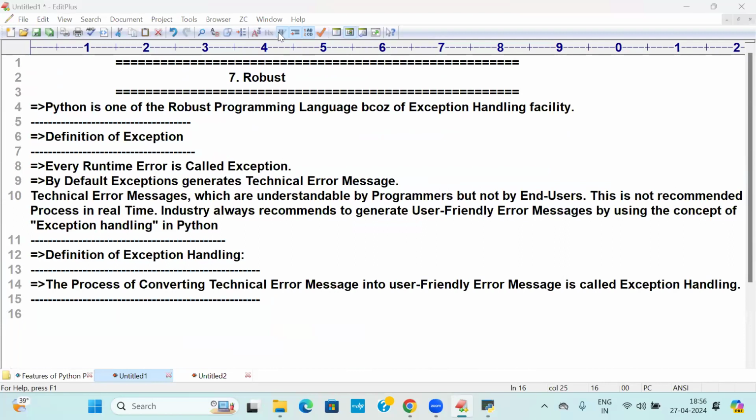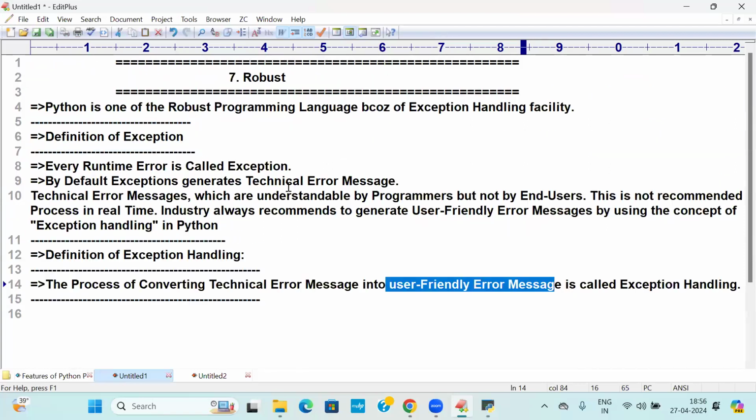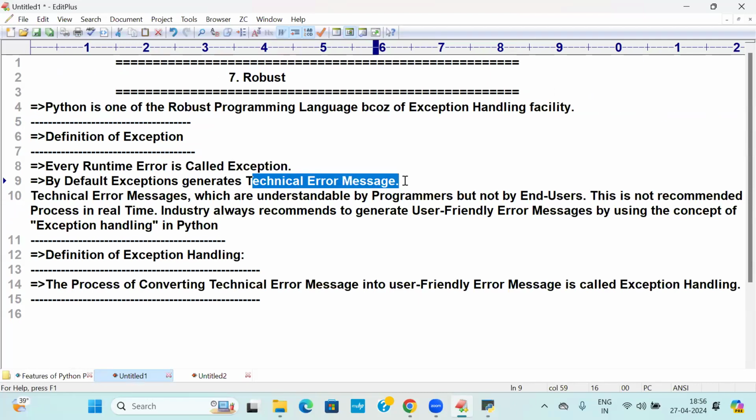Finally, my conclusion is, how do you say your project is robust or not? If my project gives user-friendly messages, then end users will understand perfectly. Then they will appreciate that your project is robust. If your project gives technical messages, then they will feel your project is weak. They don't realize that they are making the mistake.